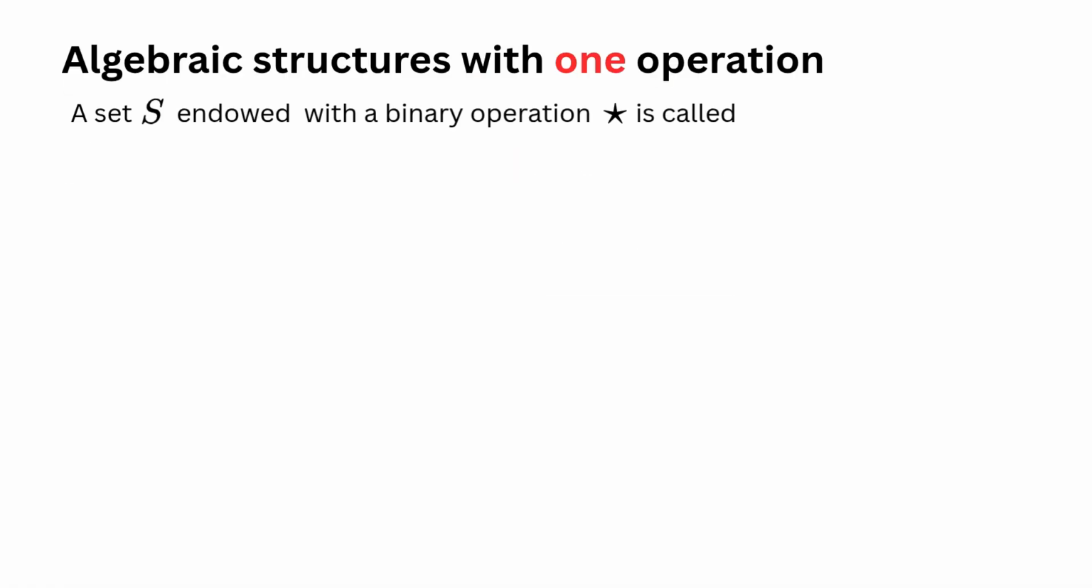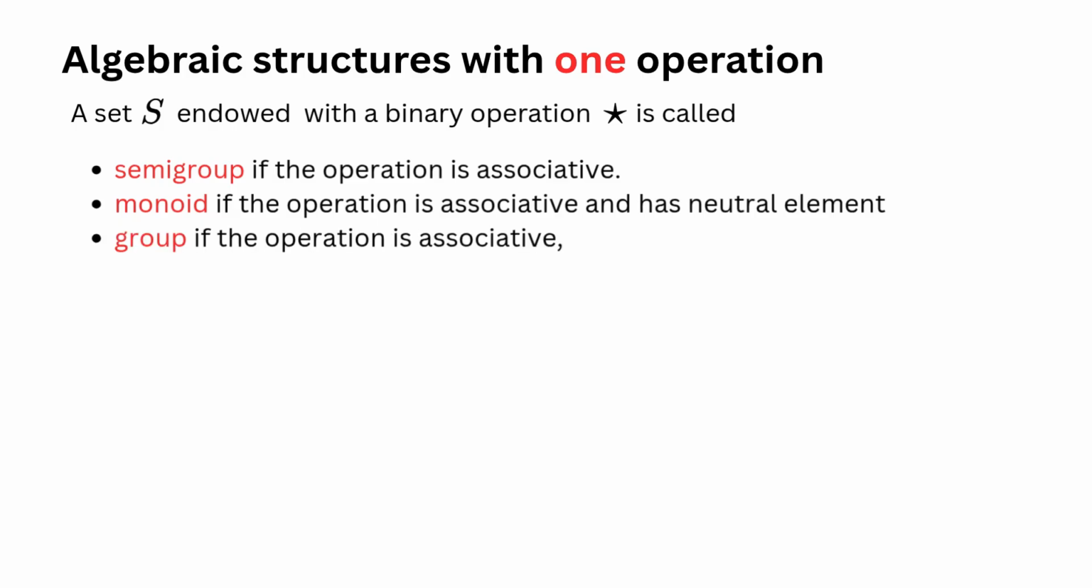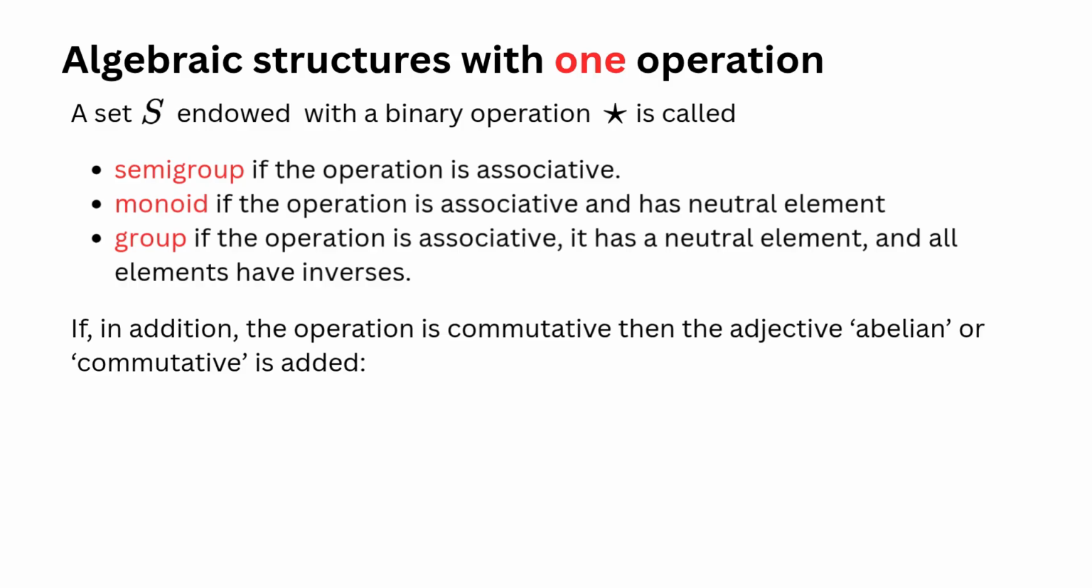A set S endowed with a binary operation is called a semigroup if the operation is associative, a monoid if the operation is associative and has a neutral element, a group if the operation is associative, it has a neutral element, and all elements have inverses. If the operation is also commutative, then we add the adjective abelian or commutative. Hence, the previous list is expanded by the addition of another three structures: abelian semigroup, abelian monoid, abelian group.